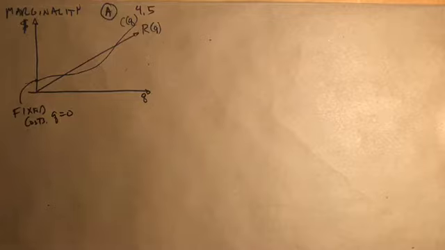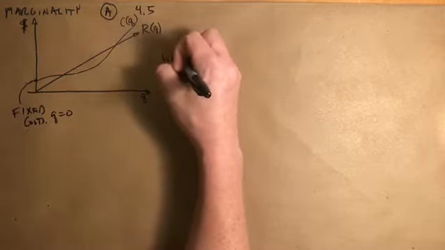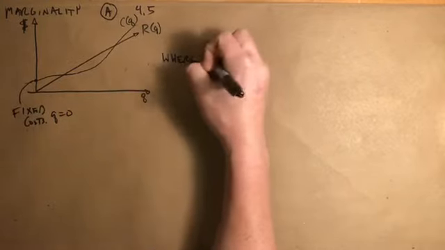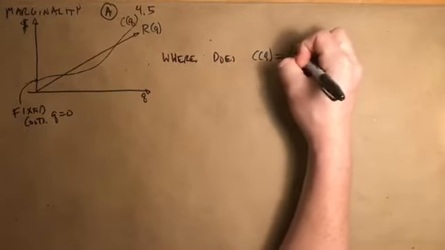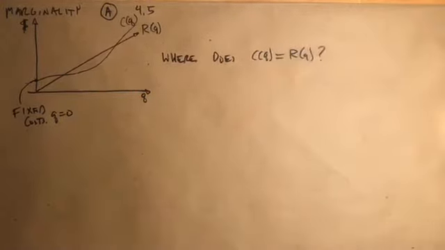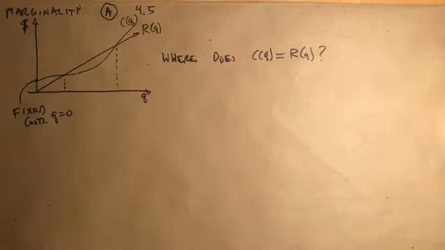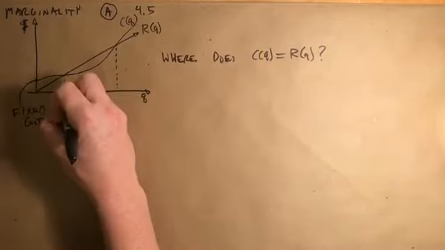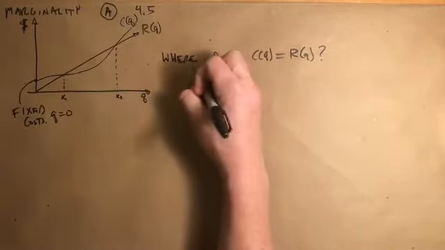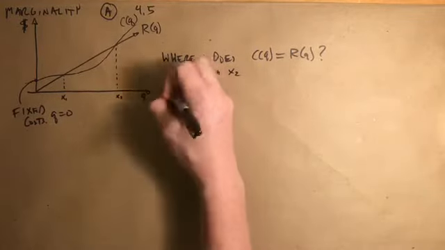And our first question is, where does C of Q equal R of Q? And I think we've got some pretty good ideas right here. We have these two places, yes? Now, what does this mean? We'll call this x1 and x2. These are called break-even points.